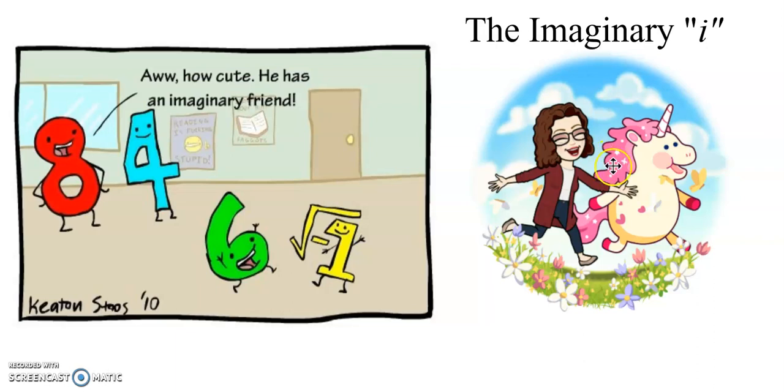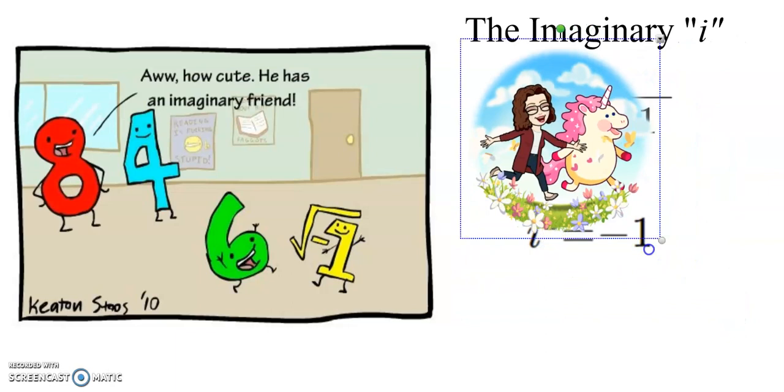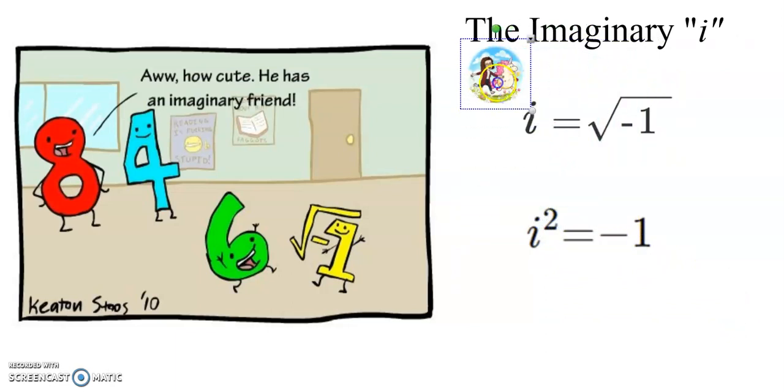Because when we talk about the imaginary part, here's me with a unicorn, the imaginary thing that we are talking about is the square root of -1. So when we reference i, that kind of cursive i, we are talking about the square root of -1. So go ahead and write that in.